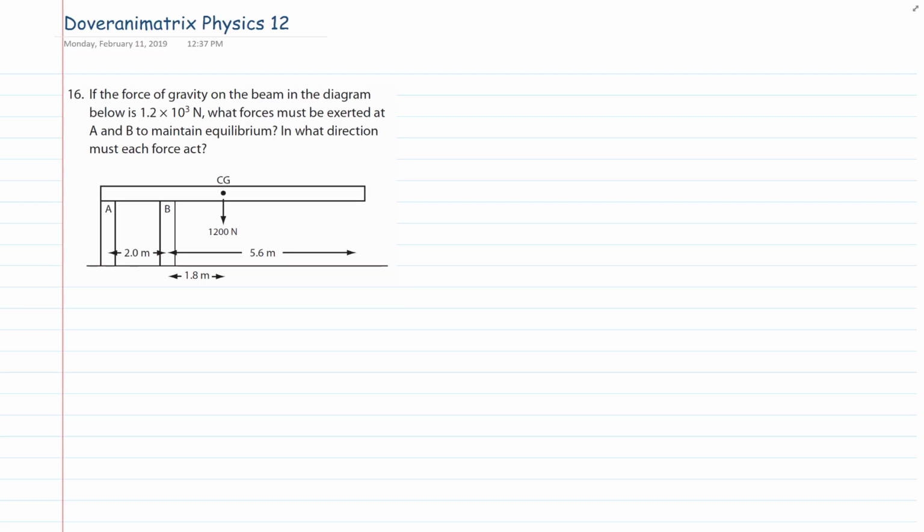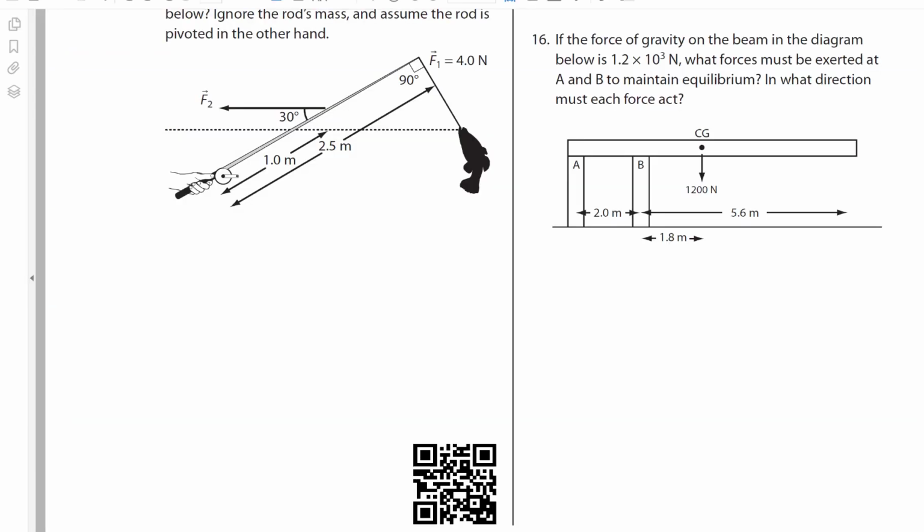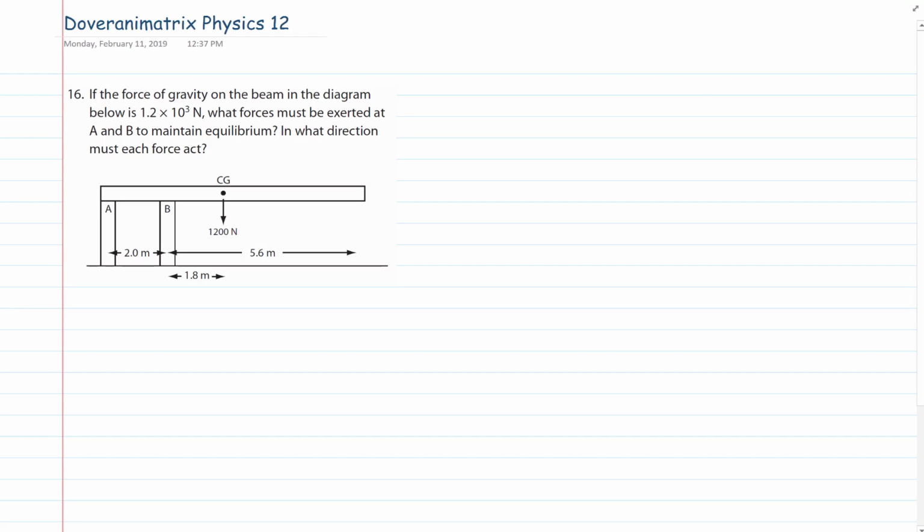This is going to be question 16 from page 37 of the workbook. If the force of gravity on the beam in the diagram below is 1,200 newtons, what force must be exerted at A and B to maintain equilibrium? And in what direction must each of the forces act?